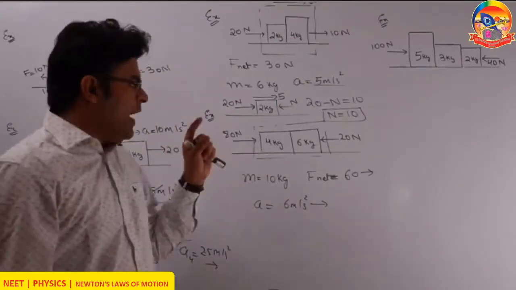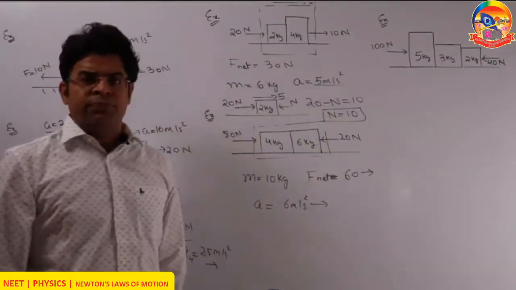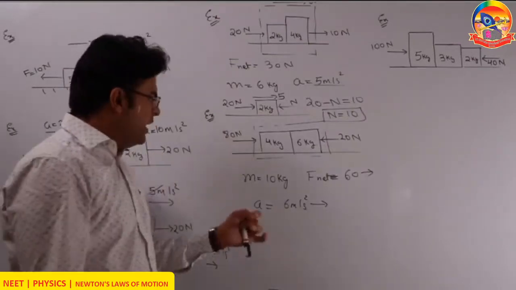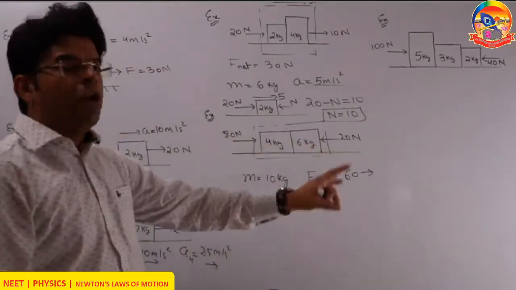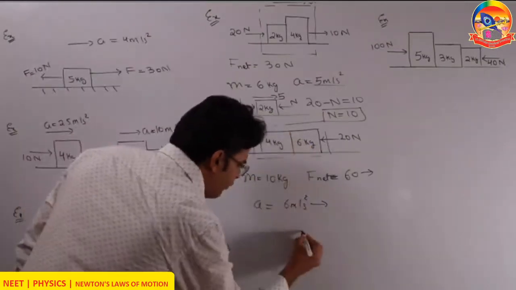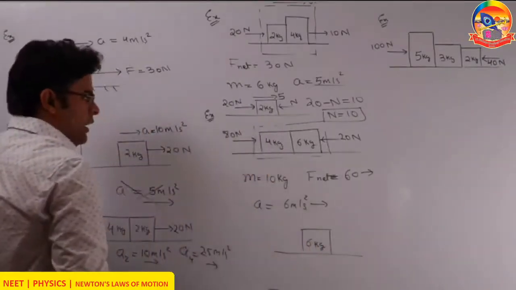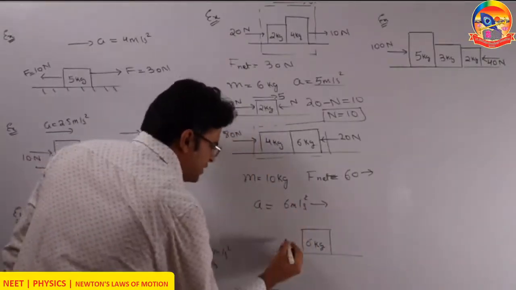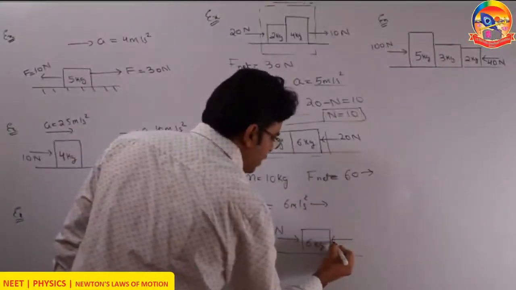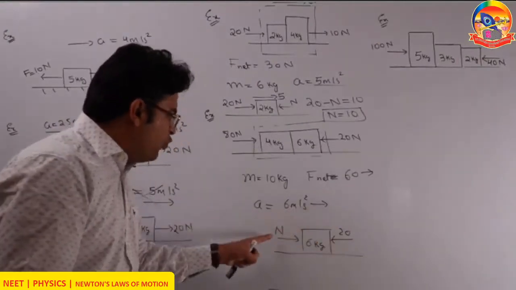To find the normal reaction acting between 4 kg and 6 kg, you will have to make a free body diagram of any one of them. So either make the free body diagram of 4 kg or of 6 kg. For the sake of understanding, I am making the free body diagram of 6 kg. Let's say the 4 kg block pushes the 6 kg block with a force N. And from outside, there is a force of 20. On the 6 kg block, only these two forces are acting.